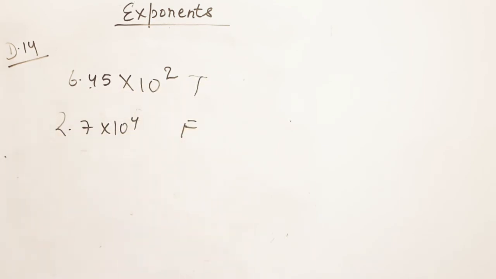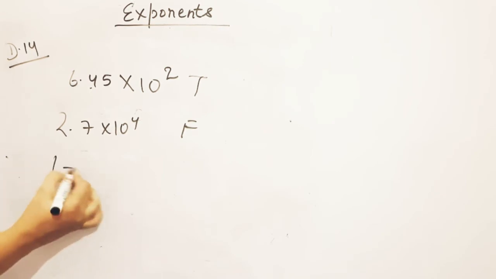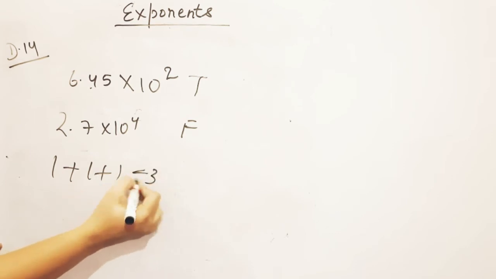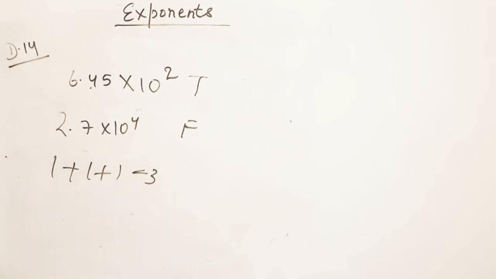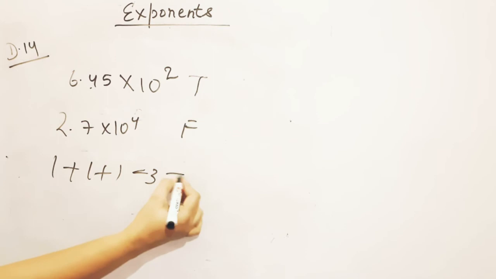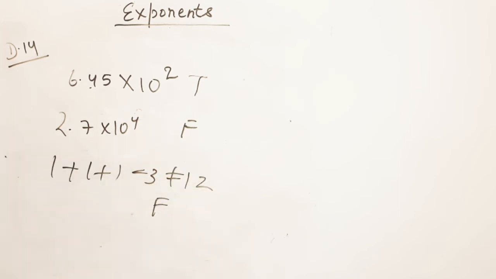Coming to the third option, 3 to the power of 0, 4 to the power of 0 plus 5 to the power of 0. Anything to the power of 0 is 1. So 1 plus 1 plus 1 is equals to 3. पर आपके right hand side में क्या दिया गया है? It is given 12. That is not equal. That means this statement is false.